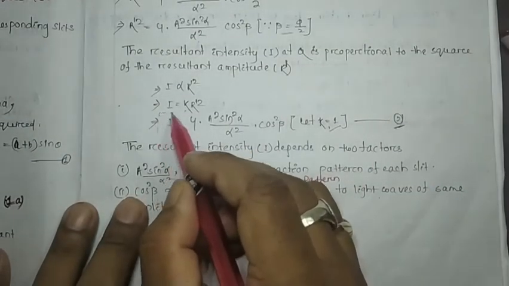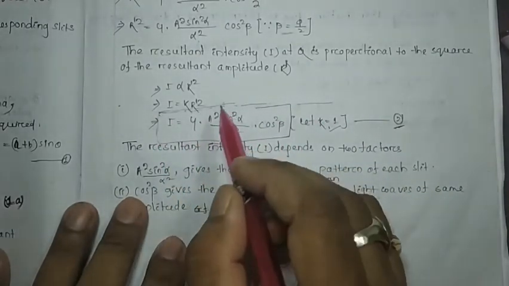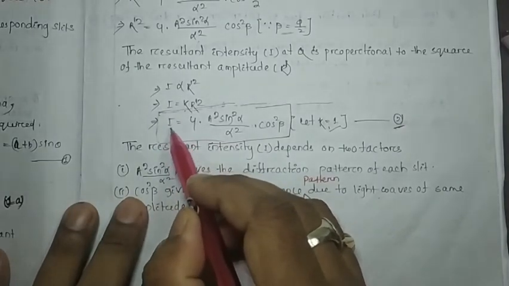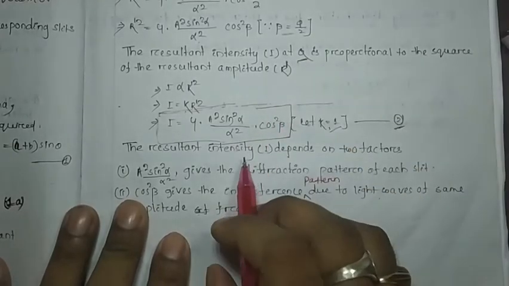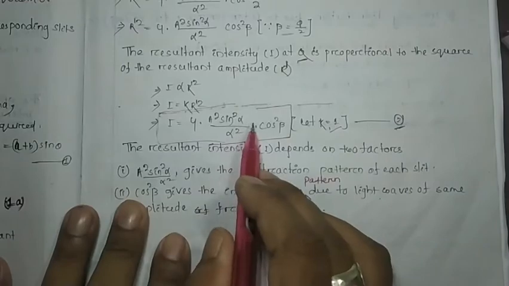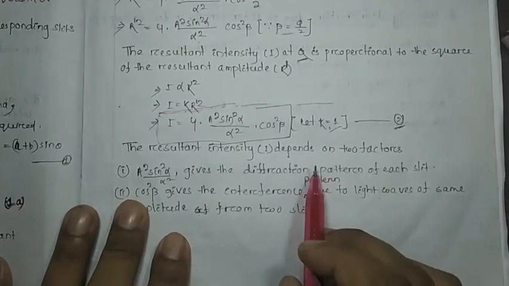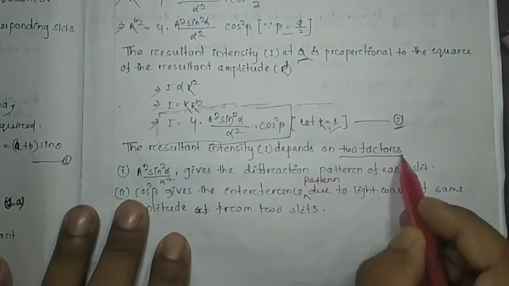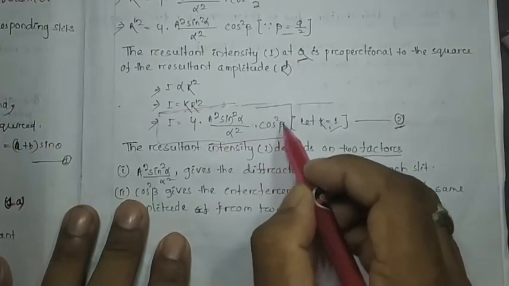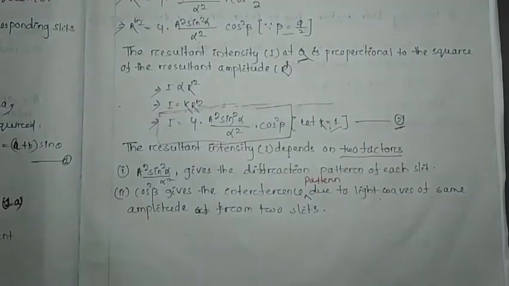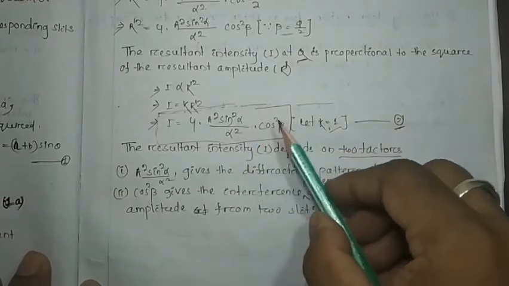So you concentrate on this expression. What did we find here? We found that the intensity at the point Q, or the resultant intensity at the point Q, depends upon two factors. One is A square sin square alpha by alpha square, and another is cos square beta. Again I repeat: one is A square sin square alpha by alpha square, another is cos square beta.